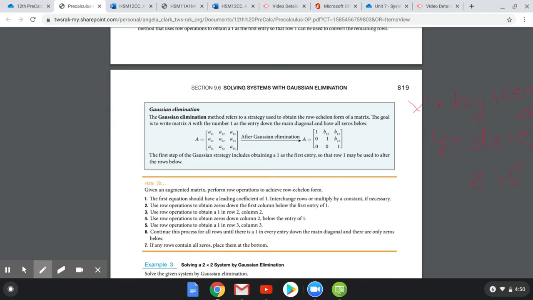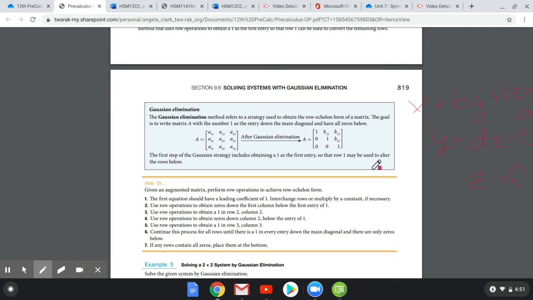So the game plan of how we're going to do this is you want to get the 1 here, and then this 0, and then this 0, and then this 1, and then this 0, and then this 1. You start in the top left hand corner, you get the zeros below that, move down to the next one, the zeros below that, and your 1's are always going to make this diagonal. That's going to be really important.